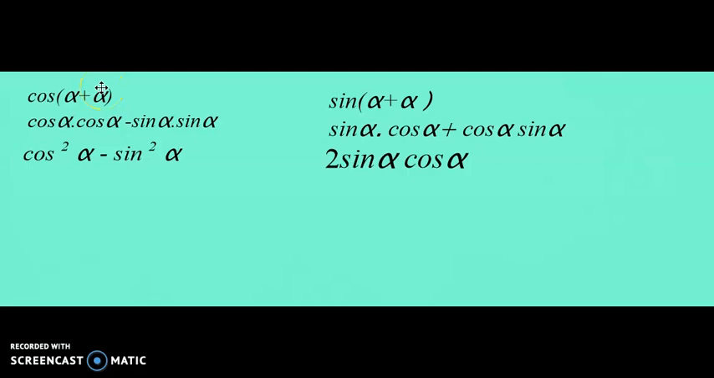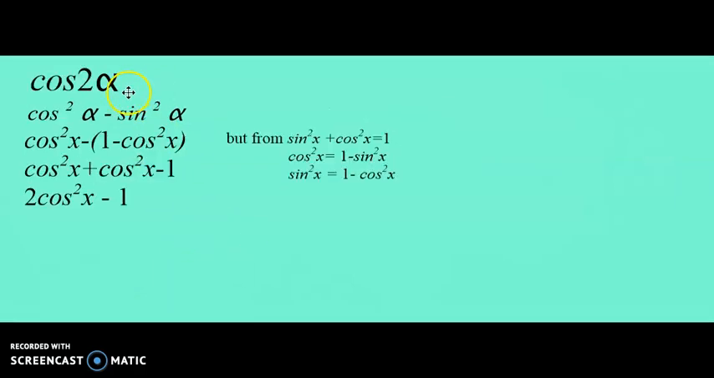When I look at the cos of alpha plus alpha, I have cos, cos, sine, sine, and the sign changes. So cos alpha times cos alpha is cos square alpha. Sine alpha times sine alpha is sine square alpha. So the sign changes from plus to minus. I have cos square alpha minus sine square alpha, which is one of the derivations of cos of 2 alpha.